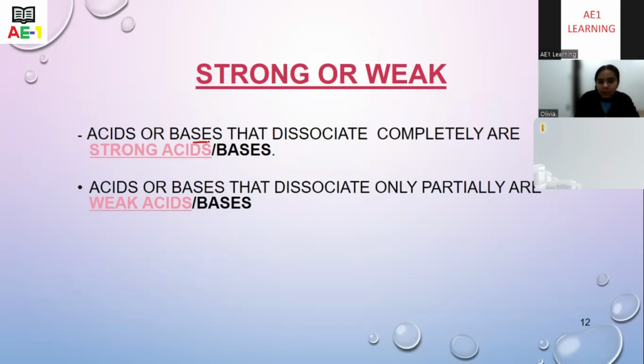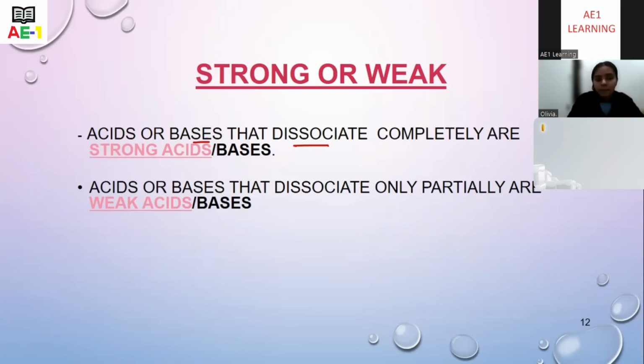Any acid or any base, if it dissociates completely, like if it breaks down completely, in that situation that particular acid or base is known as a strong acid or a strong base. Let me tell you in a separate way. If we have a solution that is acidic in nature and it breaks down completely, we call it a strong acid. In the same way, if we have a base and it dissociates completely, that is known as your strong base.